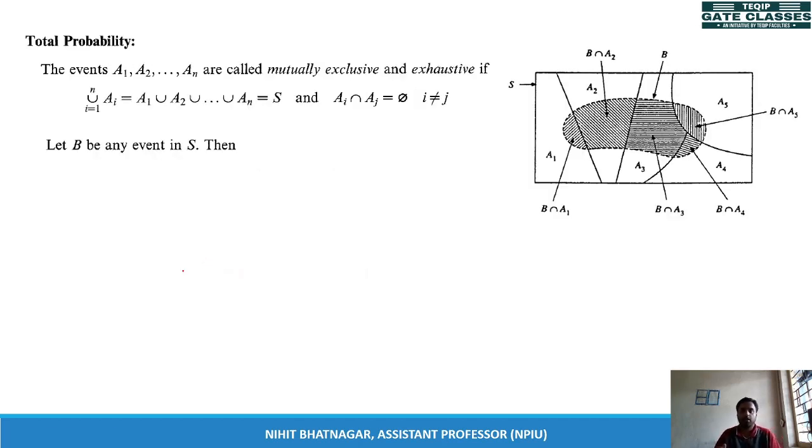Now another topic is total probability. For example, the events A, B, and N are called mutually exclusive. It means there is no common thing between them, and no events occur together.